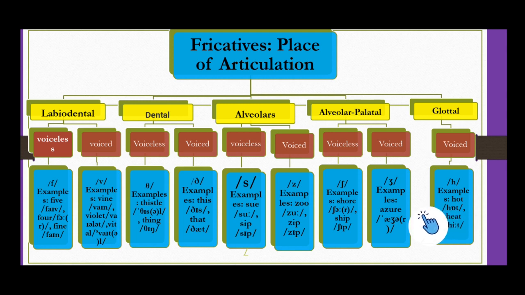So this is the complete chart of fricative sounds, and we started from place of articulation. Places of articulation of a fricative can be labiodental, dental, alveolar, alveolar palatal, and glottal. And all these sounds can be voiced and voiceless except the last one, glottal, which is only voiced. And then I have given you an example of each sound, whether it is voiceless or voiced.